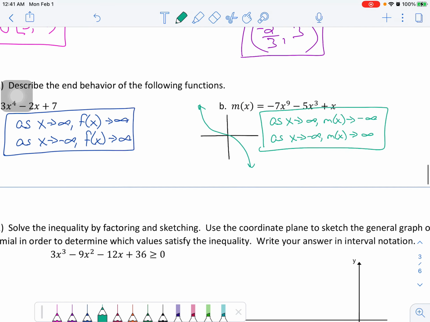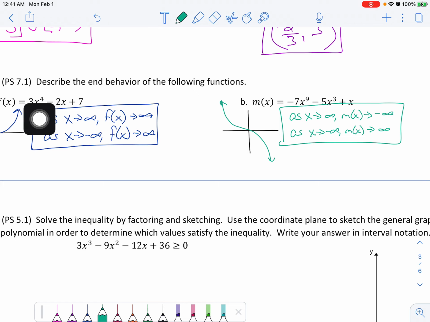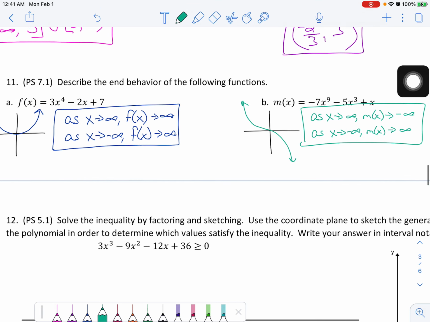So remember, for end behavior, your even degree functions, the end behavior matches. Now they don't have to be going to infinity, but they both have to be going to the same place. So either both positive infinity or both negative infinity. And your odd degree functions, your end behavior is mismatched. So one's going to negative infinity, one's going to positive.